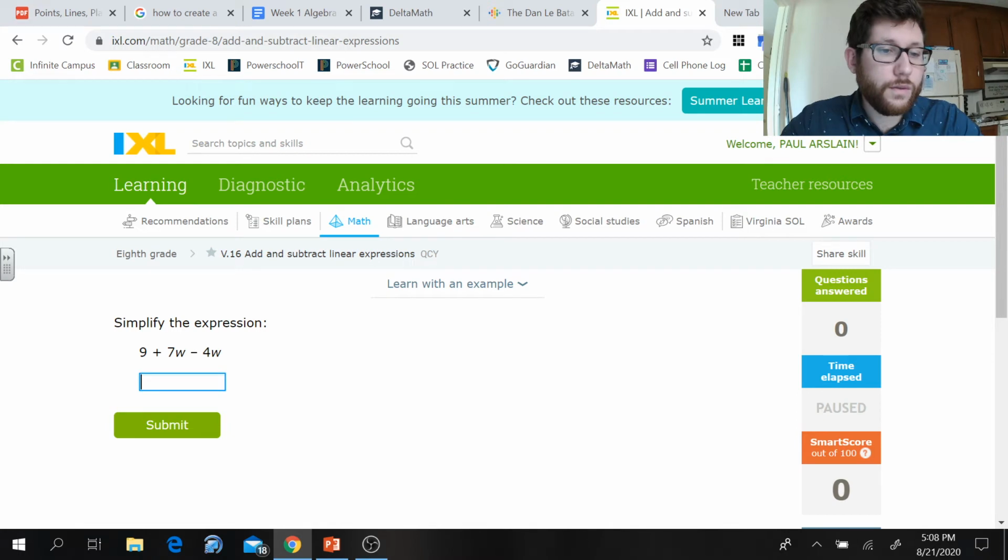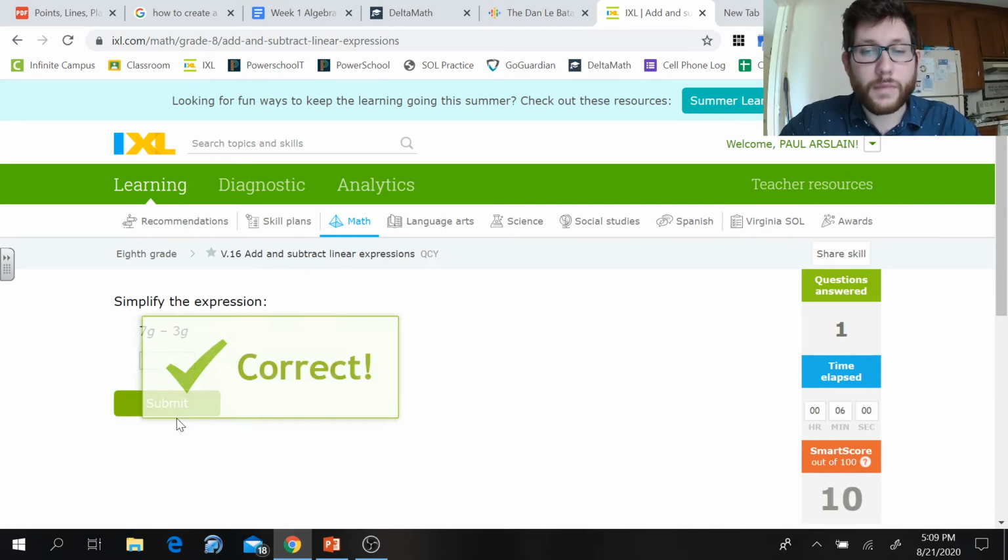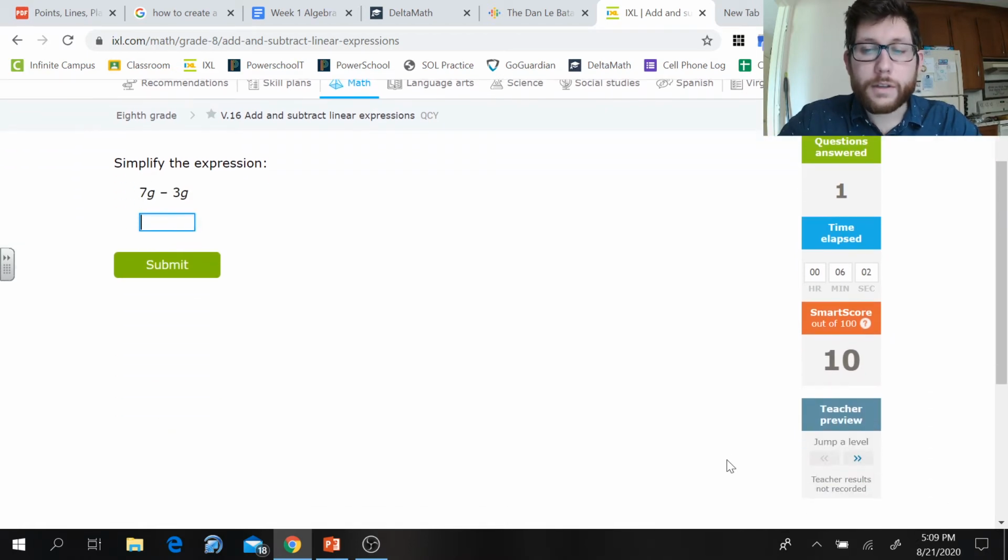So let's take a look here. I've got 9 plus 7w minus 4w. Our goal here isn't to solve for some number to equal w. Notice there's no equal sign here. I just want to combine my like terms and simplify this expression. I've got 9, that's my only constant, so that's going to stay the same. So 9 plus, and then 7w minus 4w. 7w minus 4w, I'm going to end up with 3w. All right, let's double check our answer here. That looks good. So we're just going to do ones like that.